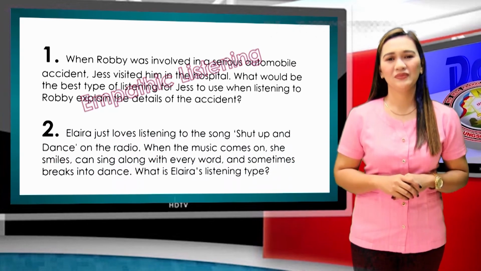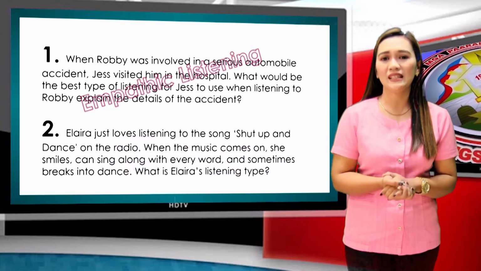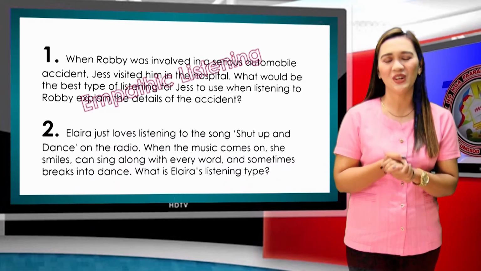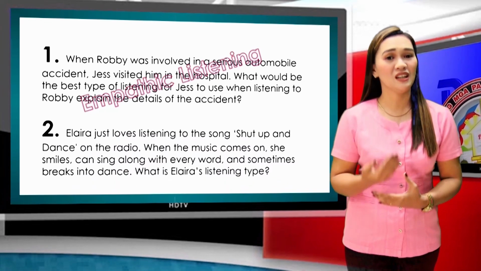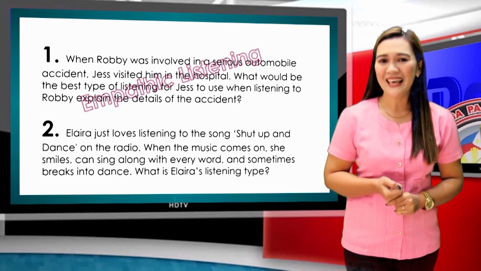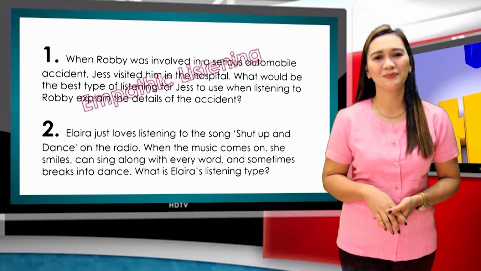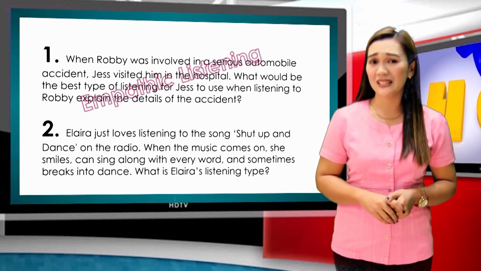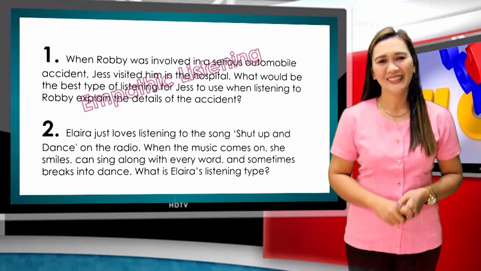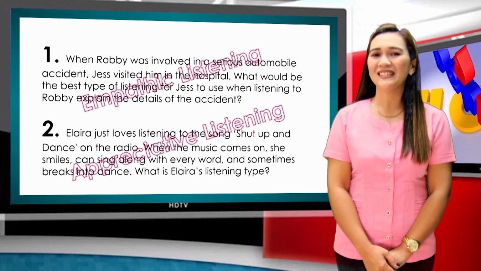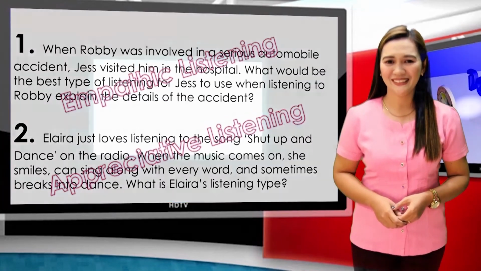Number 2. Elira just loves listening to the song Shut Up and Dance on the radio. When the music comes on, she smiles, can sing along with every word, and sometimes breaks into dance. What is Elira's listening type? Correct! That is appreciative listening.